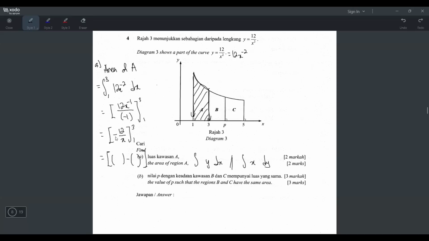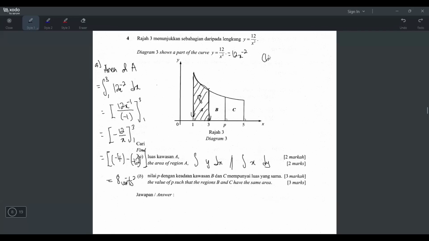Okay, when you sub 3 inside, negative 12, you add 3, negative 4. When you sub 1, negative 12, you add negative 12. Negative 4 minus becomes plus. So negative 4 plus 12 is 8. Okay, so the answer is 8 units square. Okay, that's the area here, 8.